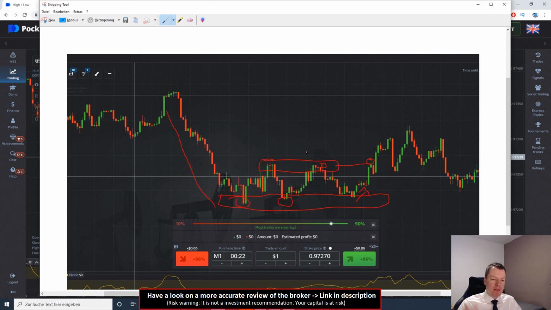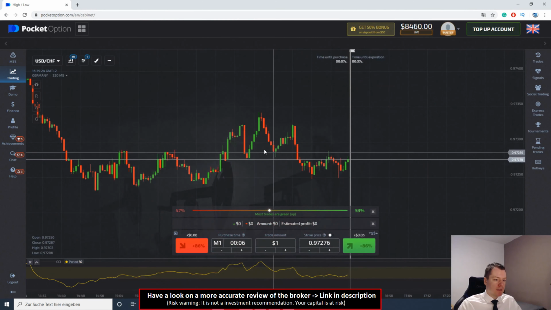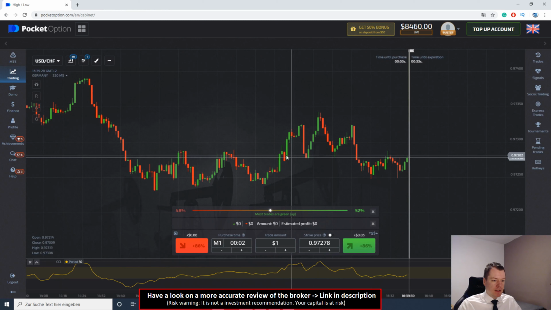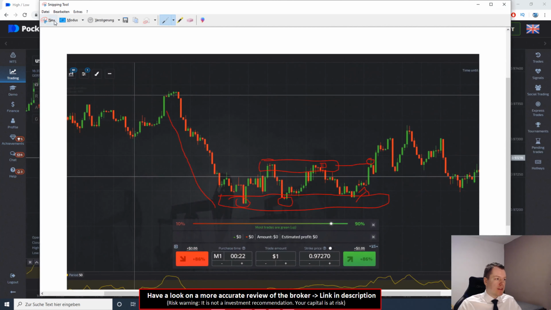So you see, it's not so difficult to spot these areas. If you have two bottoms, two highs, you can mark these areas and start trading. So let's spot another. You see this directly here. Next to it, here's a low. Okay, you see here it would be a fail.